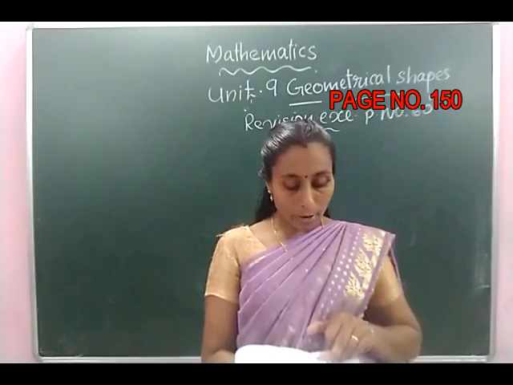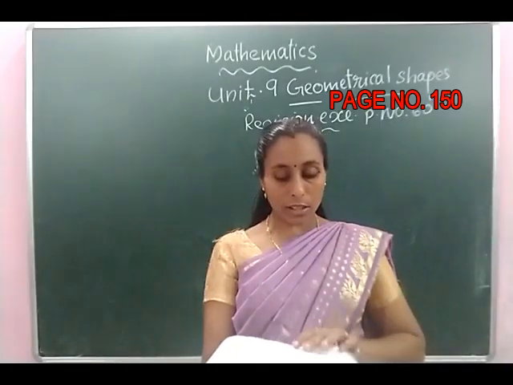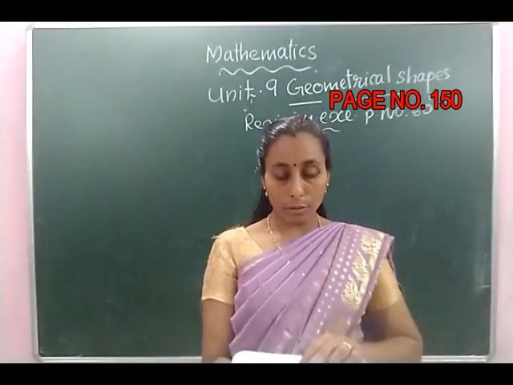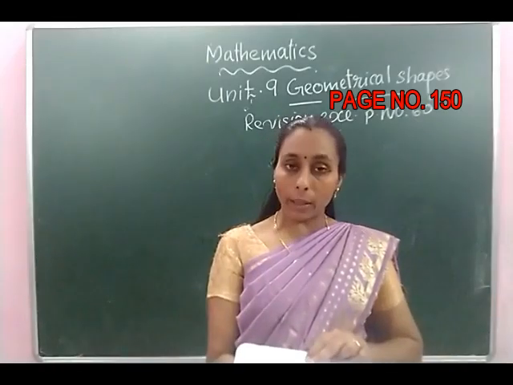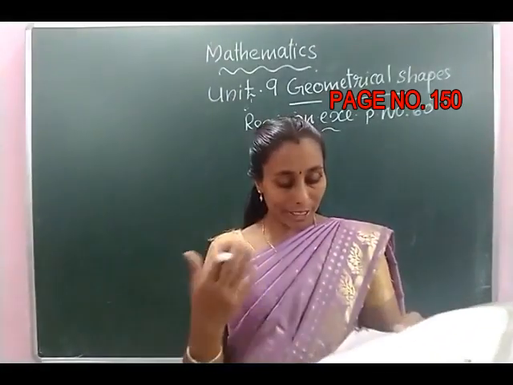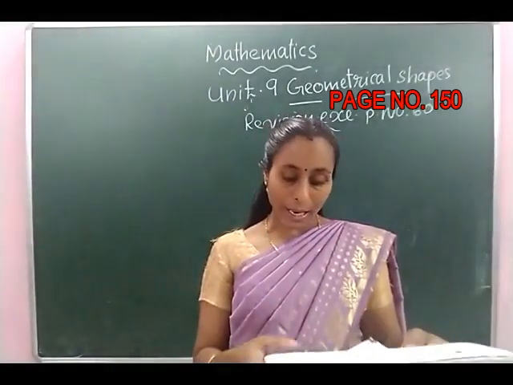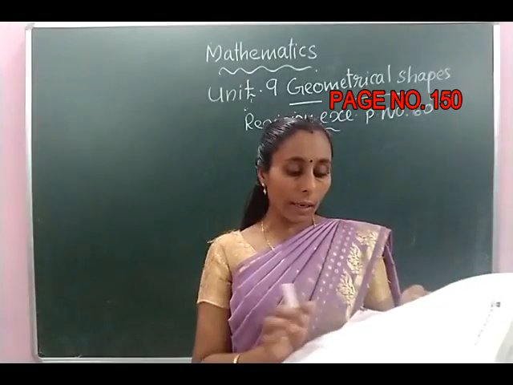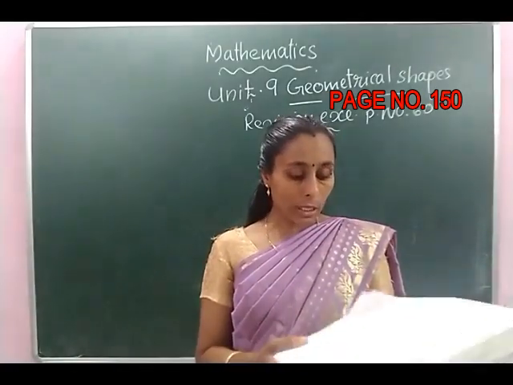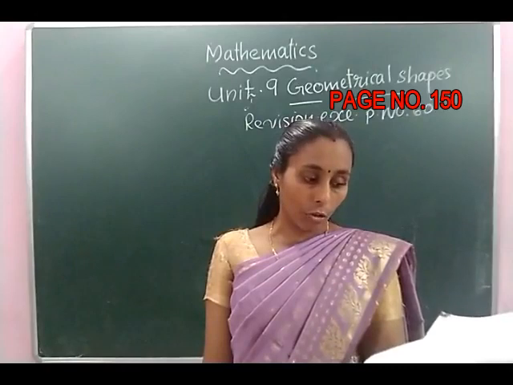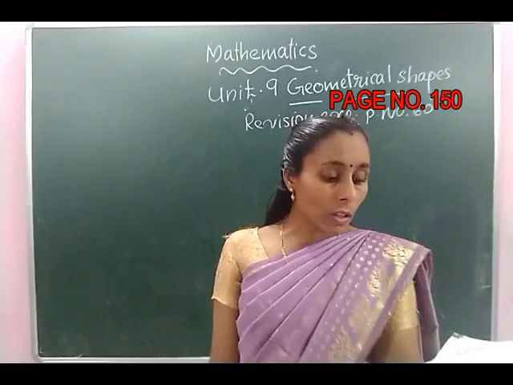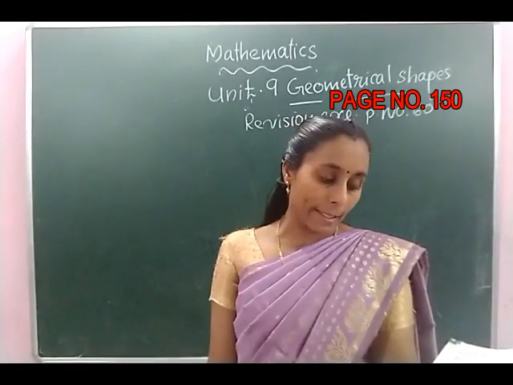Question number 3. Write true or false against each statement. A line has a fixed length. False. A ray has one endpoint. True. This you will understand better after learning our portions. The opposite sides of a rectangle are equal. True. The diagonals of a square are of different lengths.